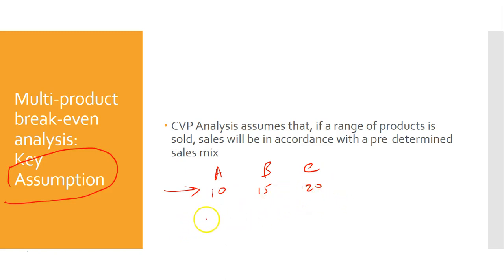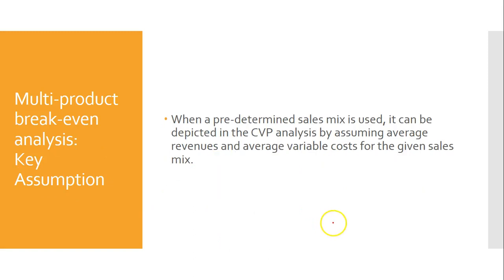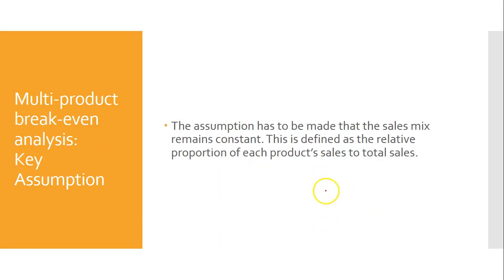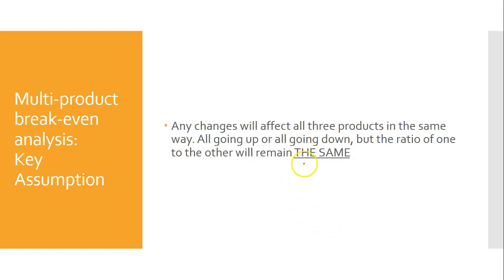But initially, to work out an average, we must assume that if suddenly there's an increased demand, there's an increased demand for all of them, or for none of them, or for the same, the demand increases or falls by the same percentage. So, for example, this could be like this, or like this, going up or down. So that's the first key assumption. So we have a predetermined sales mix, and this sales mix remains constant. That's the key issue here.